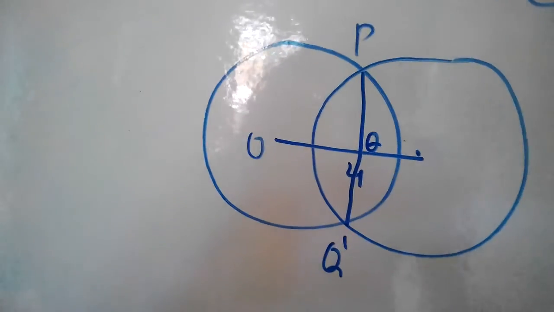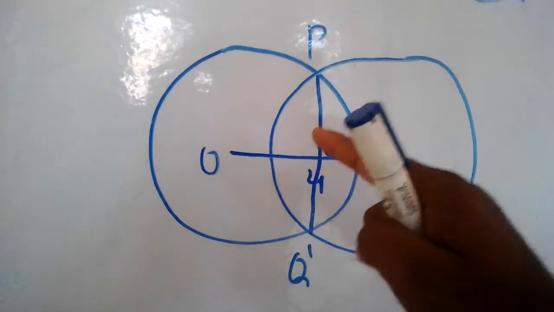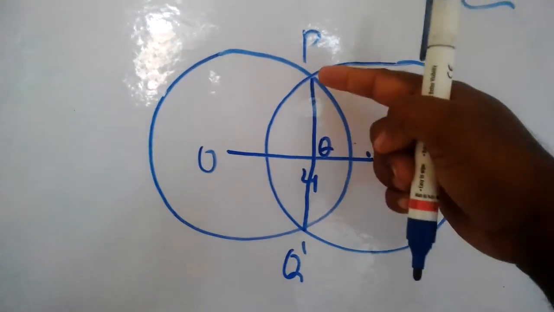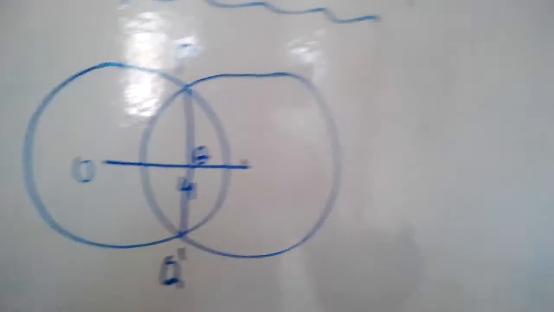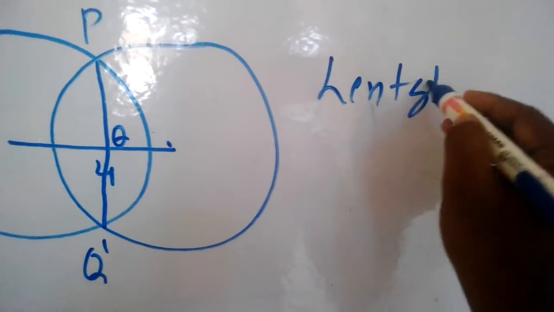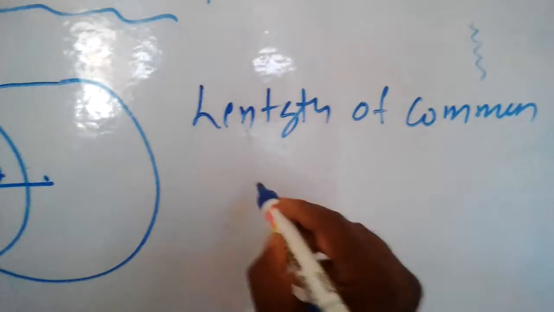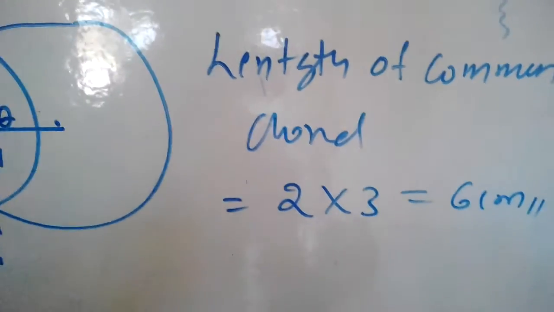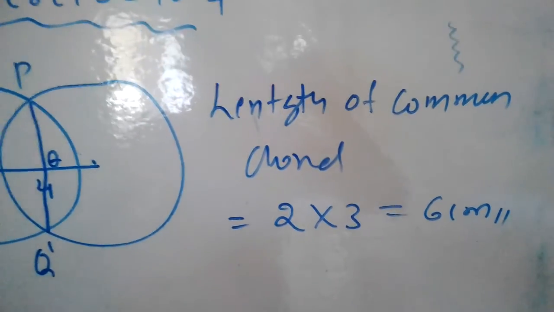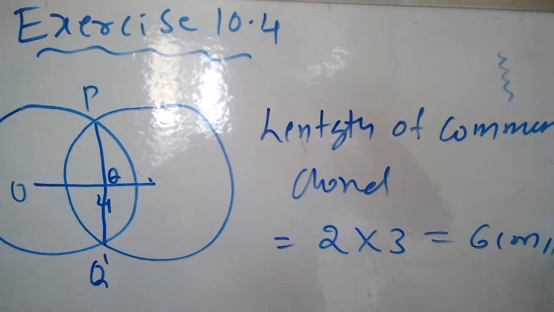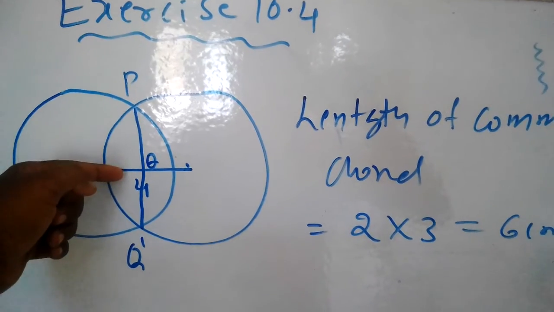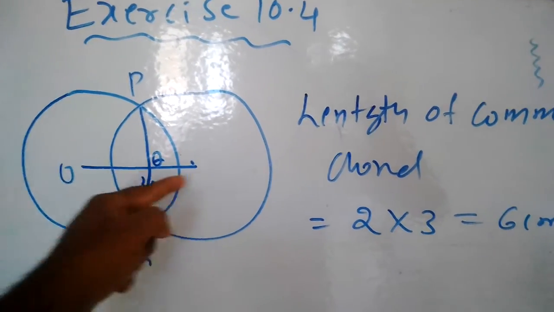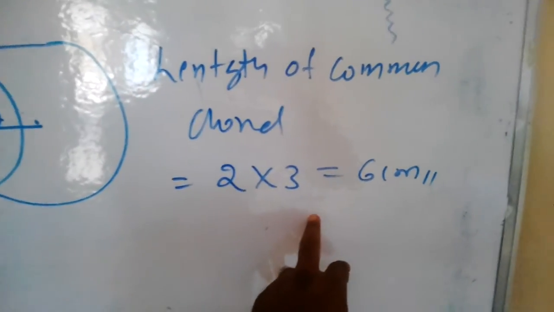We know that if two circles intersect each other at 2 points, then the line joining their centers is the perpendicular bisector of their common chord. So the length of the common chord is given by twice 3, which is equal to 6 centimeter. That is the answer. Clear?